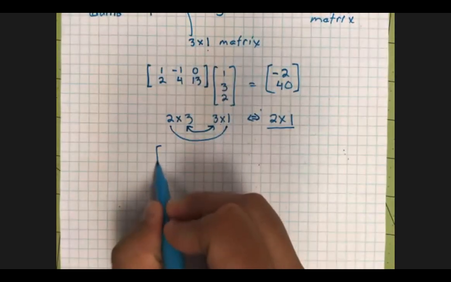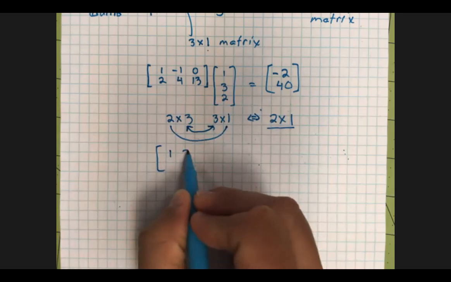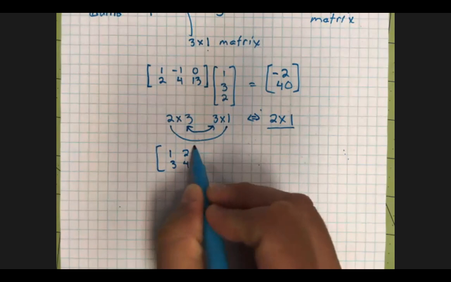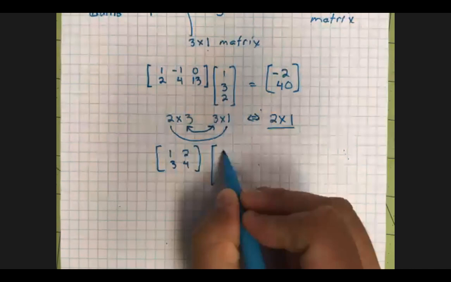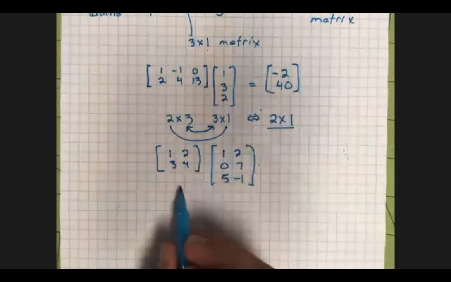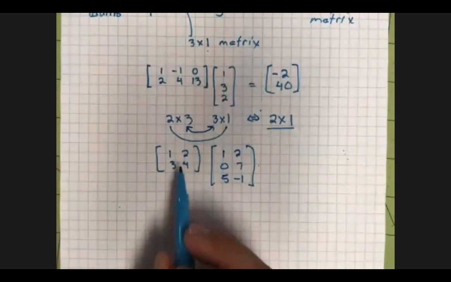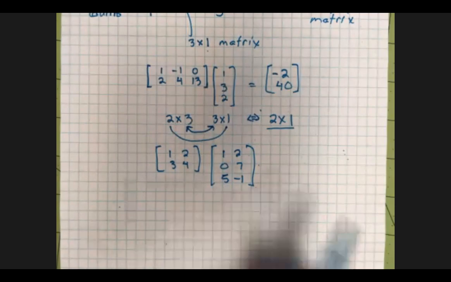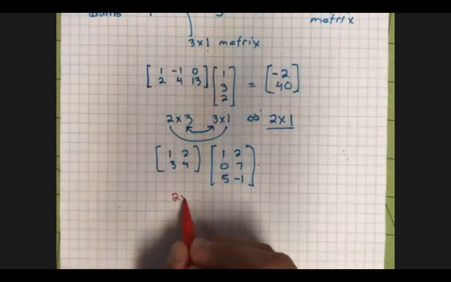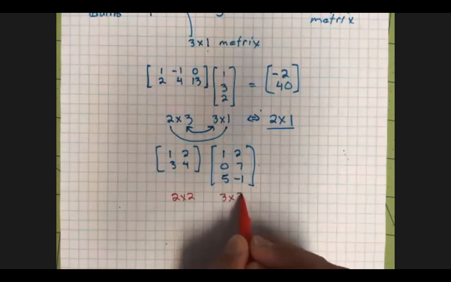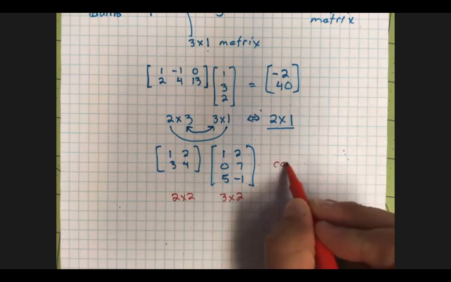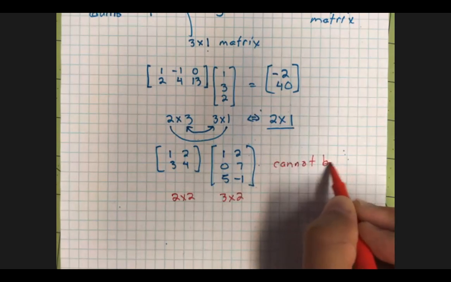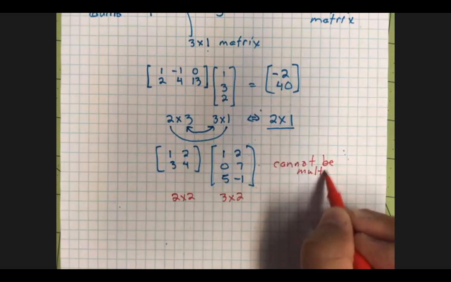Now that means if someone asks you to multiply these two matrices, [1, 2, 3, 4] and [1, 2, 0, 7, 5, -1], you simply refuse. You cannot make a dot product of (1, 2) with (1, 0, 5). Those are different size vectors. It's a 2x2 matrix. This is a 3x2 matrix. Cannot be multiplied. We're in our very short linear algebra lesson today.